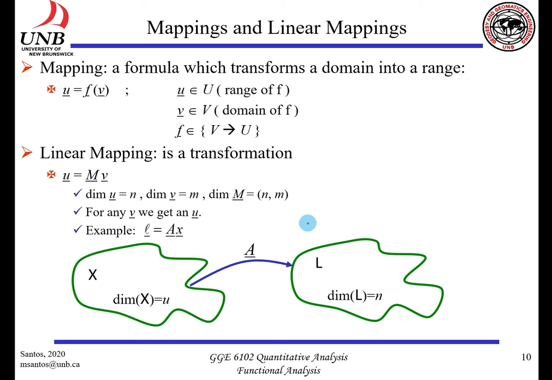So what is a mapping? Mapping is an equation that relates two vectors. So we have the transformation from v onto u. u is the range of the function, v is the domain of the function, and the function belongs to the transformation, a function space that transforms v onto u.